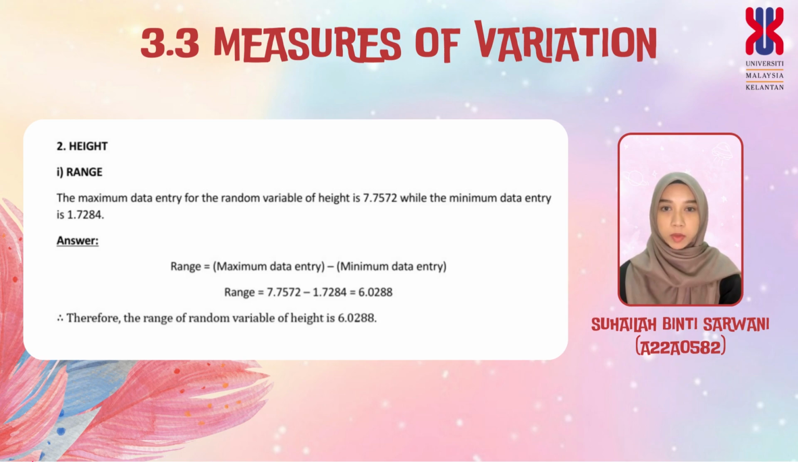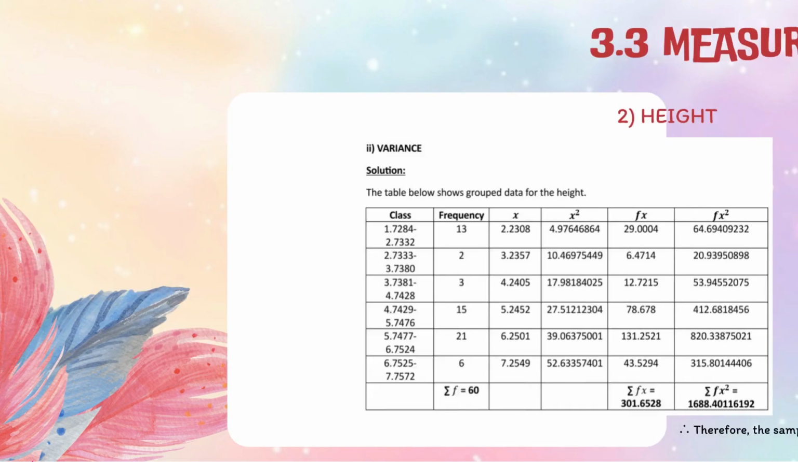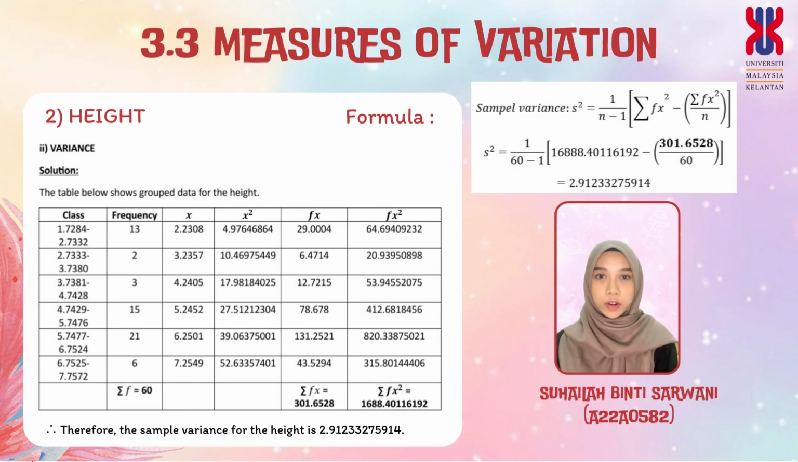The maximum data entry for the random variable of height is 7.7572, while the minimum data entry is 1.7284. So for the answer, we use the range formula, which is maximum data entry minus minimum data entry. So we get the answer, the range of the random variable of height is 6.0288.